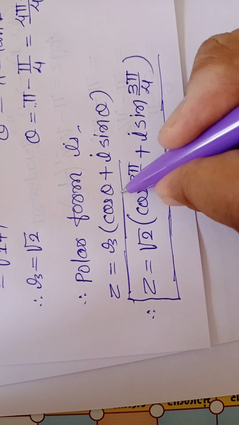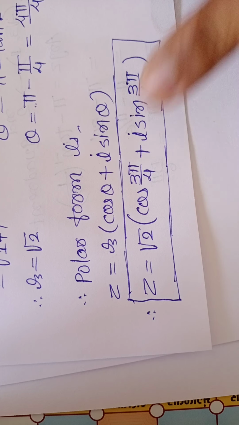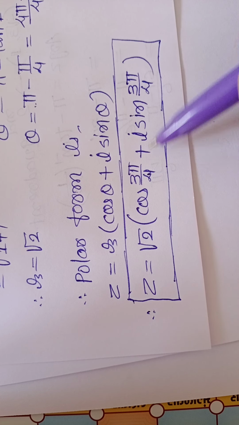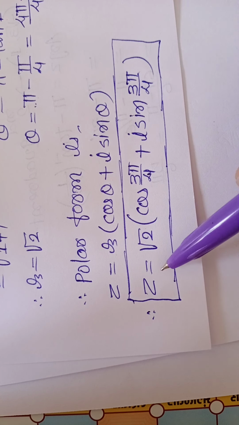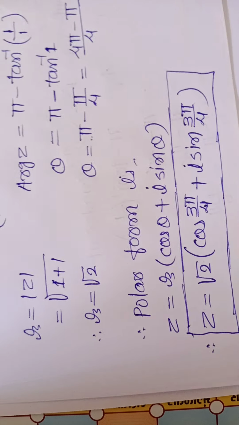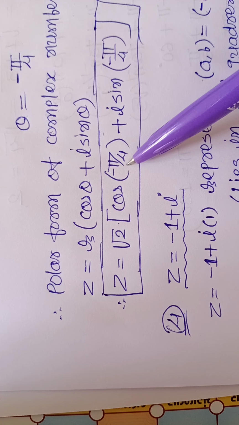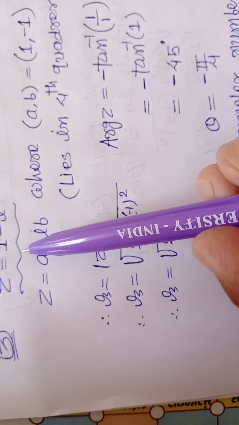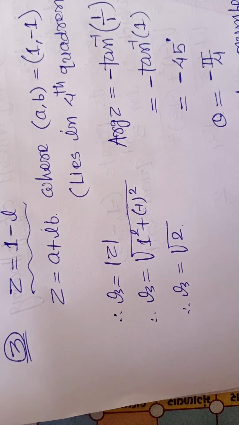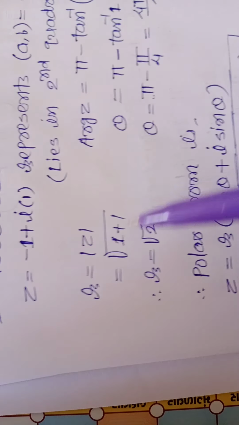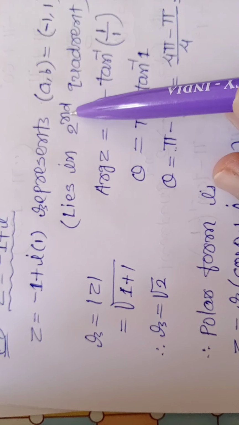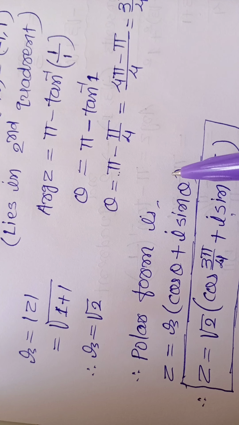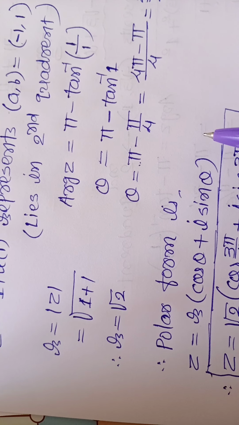Now see my friend, what is the change here? The change is about this argument, it means the angle. When this angle changes, the form of the complex number changes. See here, the angle is minus pi by 4, because this complex number was in the fourth quadrant, that's why the angle is negative. This complex number was in the second quadrant, that's why the angle is positive. It means everything is about the quadrant. Quadrant plays an important role here.